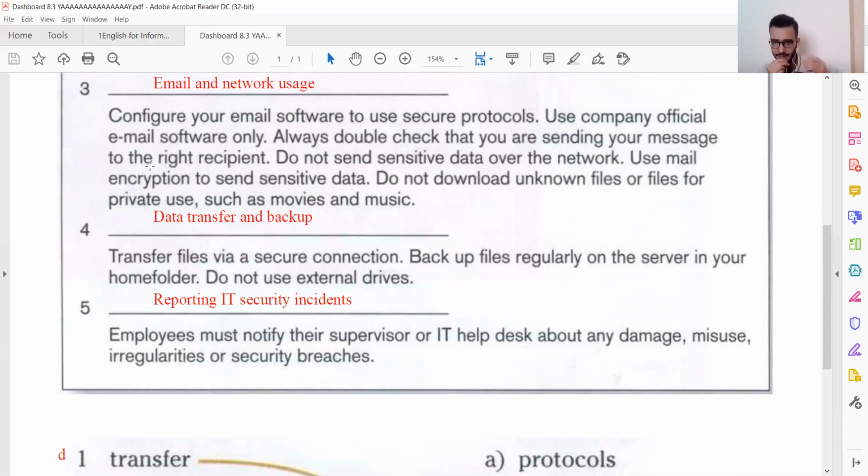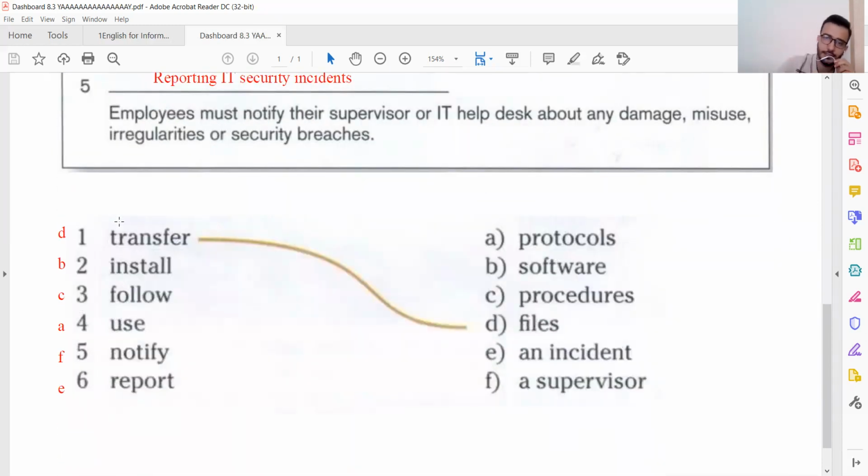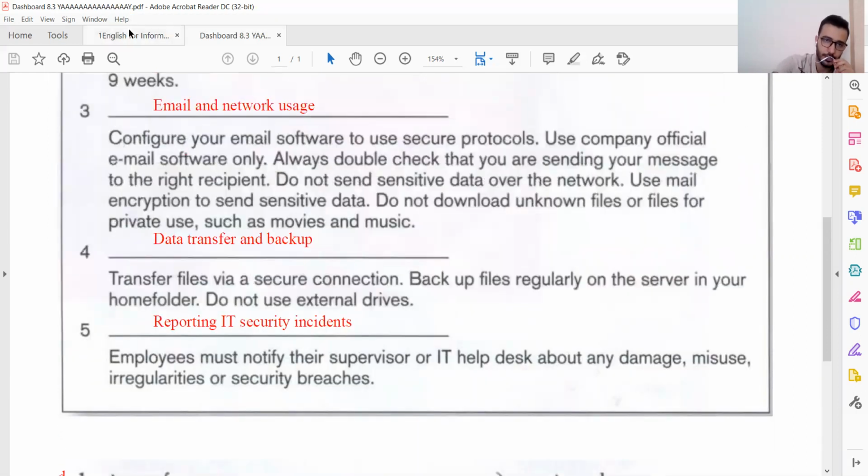So بقول employees يعني الموظفين employees must notify their supervisor or IT help desk about any damage يعني ضرر, misuse يعني حد استخدم يعني إساءة استخدام، يعني حد بينزل فيلم موسيقى كذا او بيوصل لشغلات المفروض ما يصل إلها او بيغير فيها, irregularities شغلات غريبة, or security breaches or security خروقات أمنية. مش يعني بس عملاء مع الاحتلال، خروقات أمنية يعني أي فيروس أو هاكر أو شيء. طيب حلينا لكم السؤال اللي بعده.